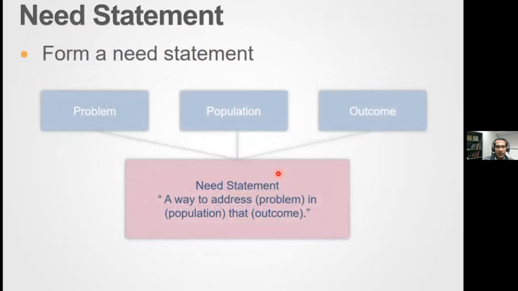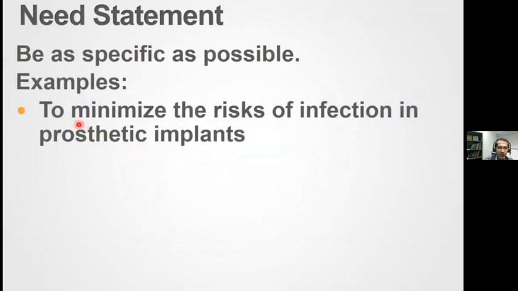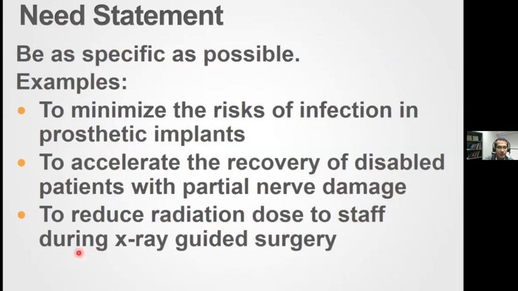And then ultimately, we take all of these problems we've identified, and from those we form hopefully many hundreds of need statements. Generally, we do that in a form that has three criteria, three pillars: the problem, the population, and the outcome. So for example, we say a way to address problem X in population Y with an outcome Z. And you want to be very specific when you do this. For example, to minimize the risk of infection in prosthetic implants, in this case the population is implied, or to accelerate the recovery of disabled patients with partial nerve damage, or to reduce radiation dose to staff during X-ray guided surgery.